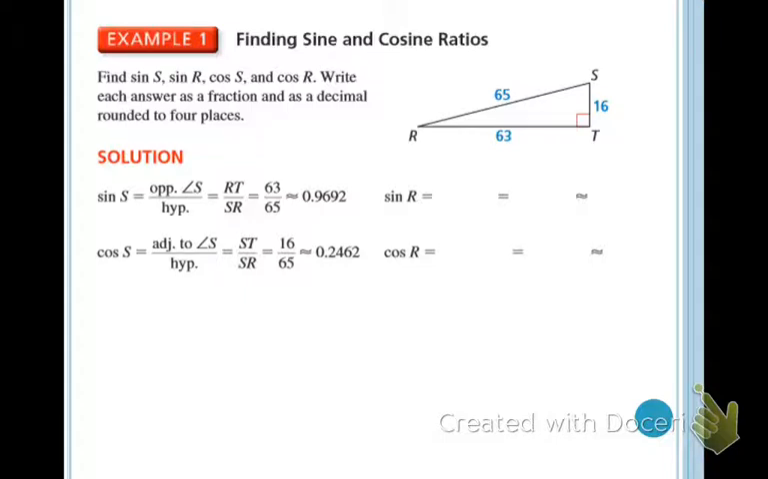So now we're going to do the other portion. So from angle R, I can immediately label the hypotenuse. What is still the hypotenuse? 65. It will never change. From angle R, what becomes the opposite? 16. And the adjacent? 63. So we do the same thing that we did before.